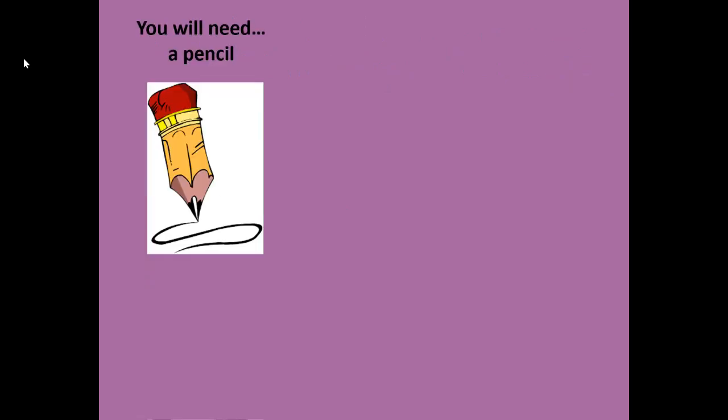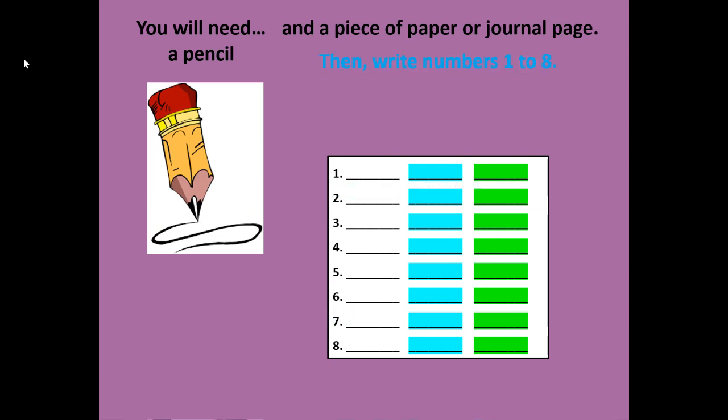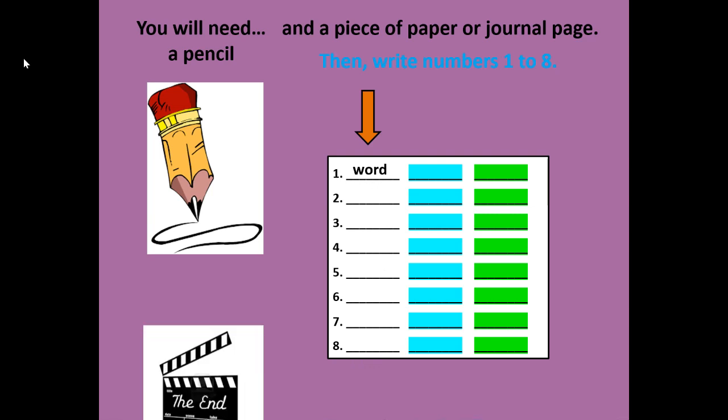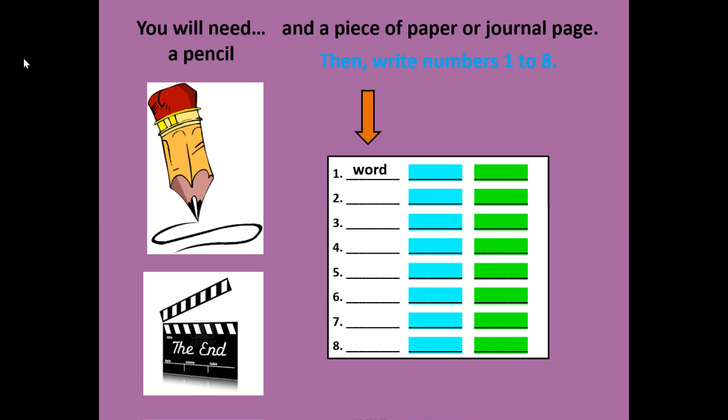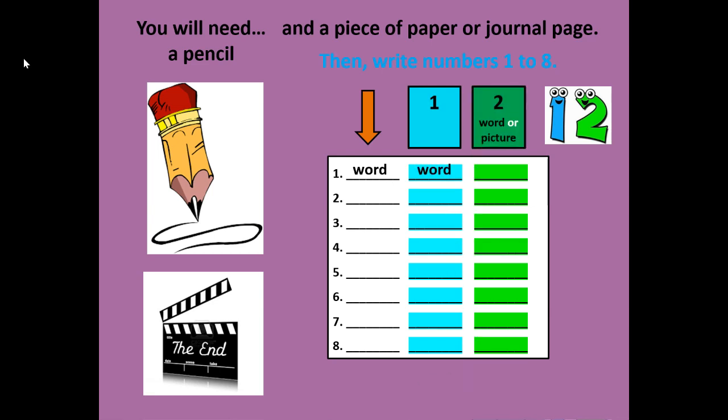So for this lesson, you will need a pencil and a piece of paper or journal page. And then you're going to write your numbers 1 to 8. And for each number, you're going to write a vocabulary or sight word. And then at the end of the lesson, I'm going to challenge you to write your words up to 2 more times. And in the third column, you can write the word another time, or you can draw a quick picture or sketch for each vocabulary or sight word.